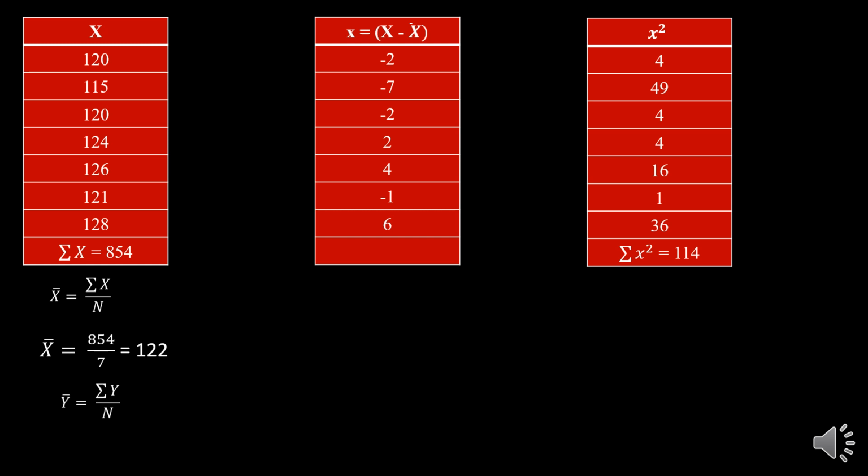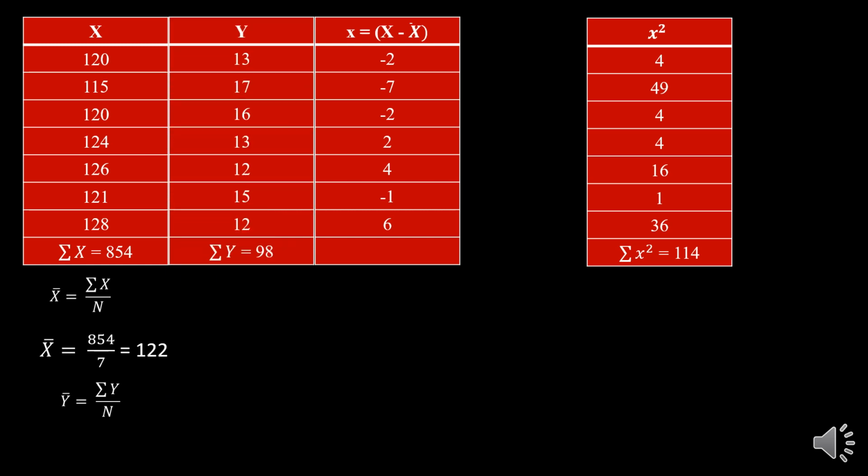Now we need y bar. This is the formula: y bar is equal to summation y divided by n. Therefore we have the y series and we have to find the sum of it. Summation y is equal to 98, divided by n, which is 7. So the final answer, y bar, is equal to 14.